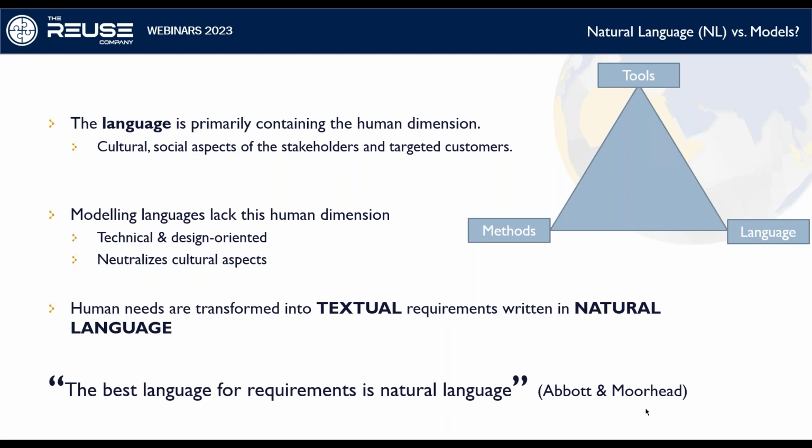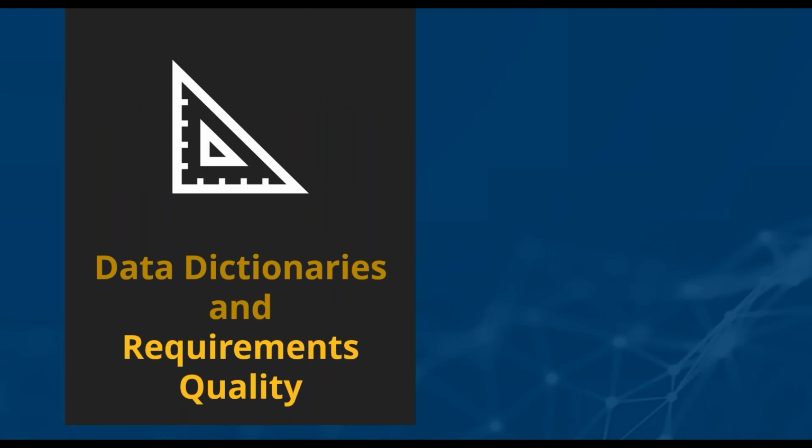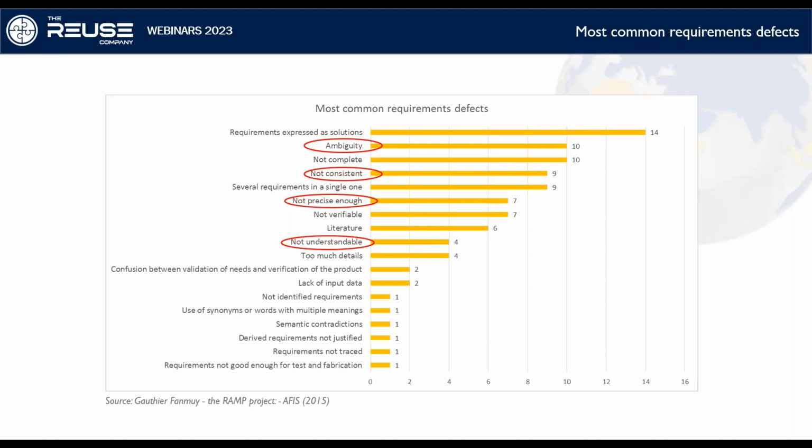That was theorized by Abbott and Moorhead even before we started talking about systems engineering, and I believe this statement is still true when it comes to defining requirements. So let's jump into the link and the importance of data dictionaries with regards to requirements quality. If we look at these figures here coming from a project to check the most common requirements defects, we see that some of them highly ranked here are linked to the need for project data dictionaries.